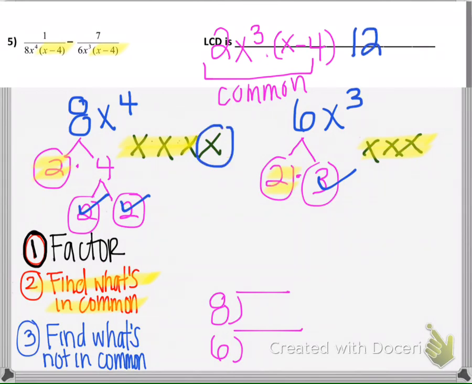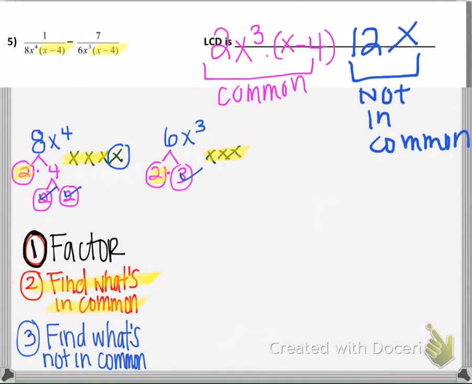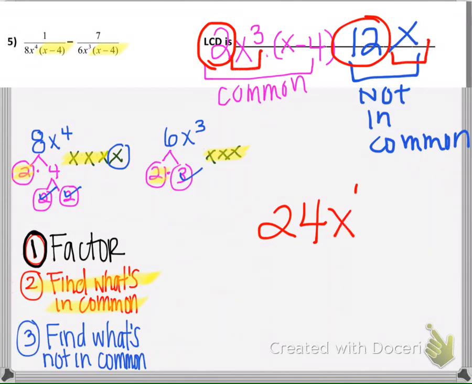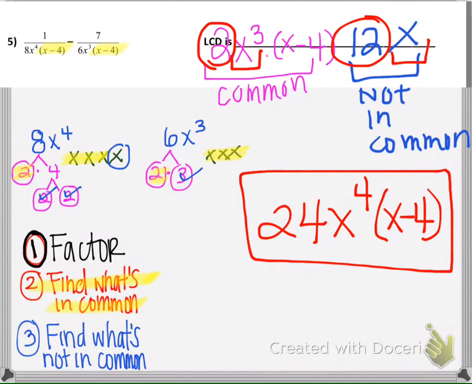And then this x is not in common. So if we simplify this up, we'd have 2 times 12, so that's 24. And then we have x cubed here and another x there, that's x to the 4th, and then x minus 4. So this is our common denominator for this problem. Now remember what I had said about the highest exponent, so x to the 4th is higher than x cubed, and notice we have x to the 4th here.